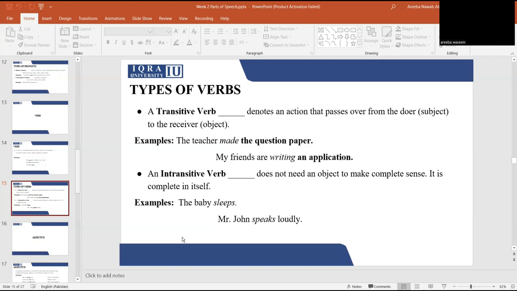Whereas in an intransitive verb, you do not need an object to complete the sentence. Okay, all you have is a subject and a verb. When you have only the subject in a sentence, then the verb is an intransitive verb. Okay, like the baby sleeps, Mr. John speaks loudly. In both of these sentences, we do not have an object. What is an object? Anything that is receiving the action. So here, nothing is receiving the action. We are not saying the baby is sleeping on the mattress. We are just saying the baby sleeps. Our sentence ends over here and our sentence makes sense. It is not an incomplete sentence, it is a complete one.